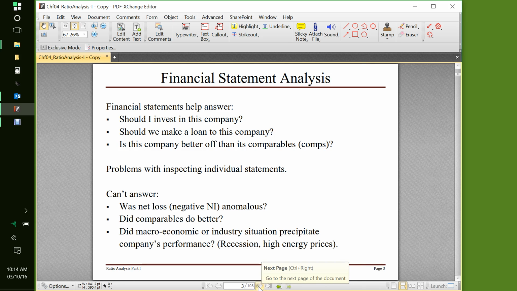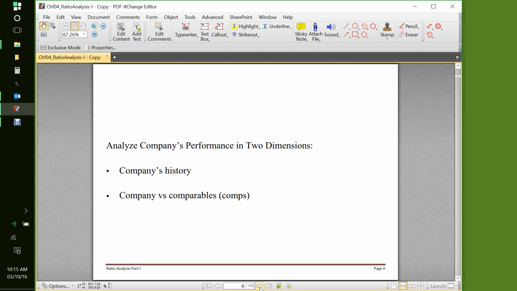And individual financial statements, as we've seen before, don't help us very well to answer a lot of these questions. For example, if we're looking at a company with a loss on their income statement, we don't know, looking at just one statement and not looking at competitor statements, whether that was anomalous, did competitors do better, etc., etc.